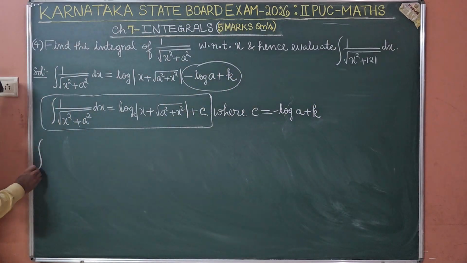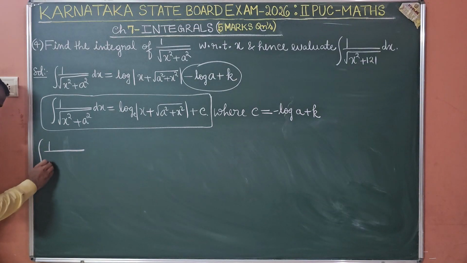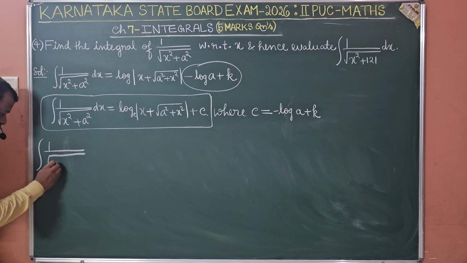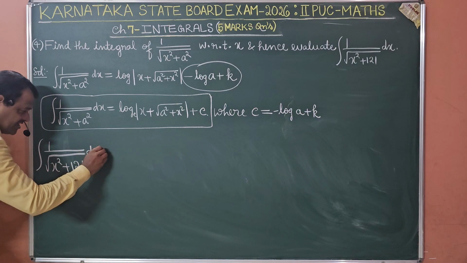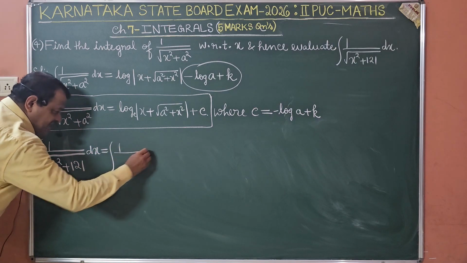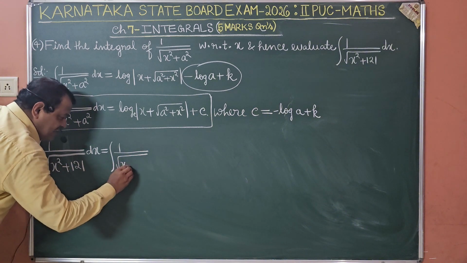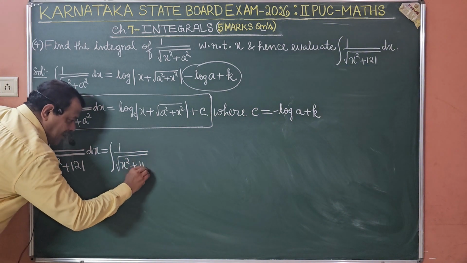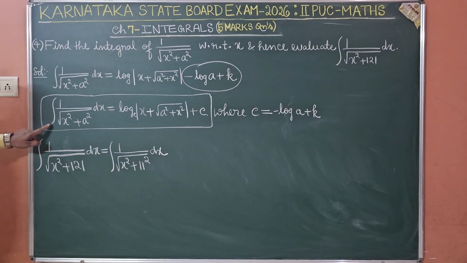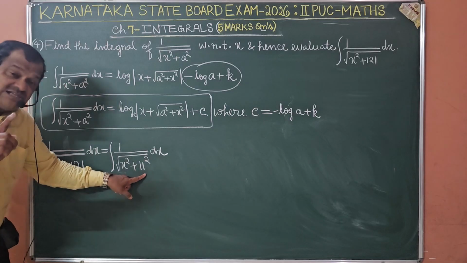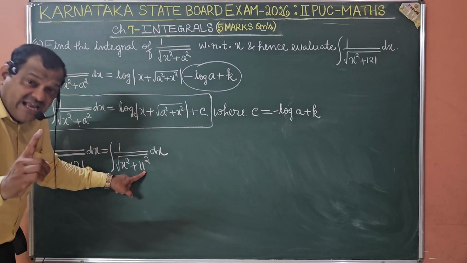Now see how I am going to evaluate the exercise. We have integration of 1 by square root of x square plus 121 dx. This 121 can be written as 11 square. Therefore please compare this integral with the formula: 1 by, we have 1 by; square root, we have square root; x square, we have x square; a square, we have 11 square. So a is 11.